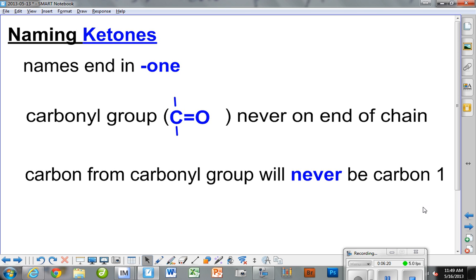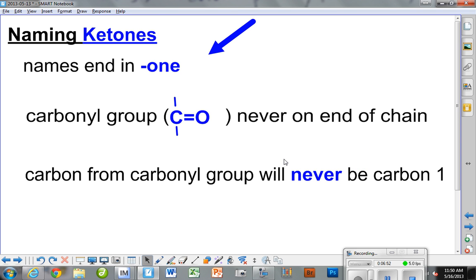Next, we talked about how to do a ketone. The names for ketones always end in -one. The carbonyl group will never be at the end of the chain, and the carbon from the carbonyl group will never be carbon 1. So if you have a carbonyl group on carbon number 1, you know you don't have a ketone, you have an aldehyde. So it's never going to be on number 1.